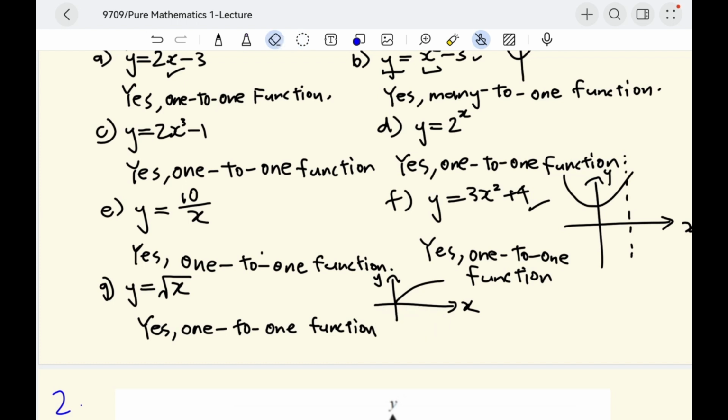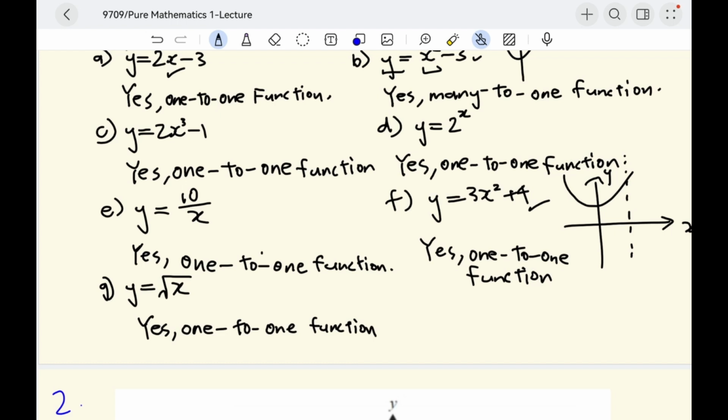What you can observe is that when you're doing the vertical line test, it only intersects one point with the graph. So this is how we interpret the type of the function by using the vertical line test. Got it?